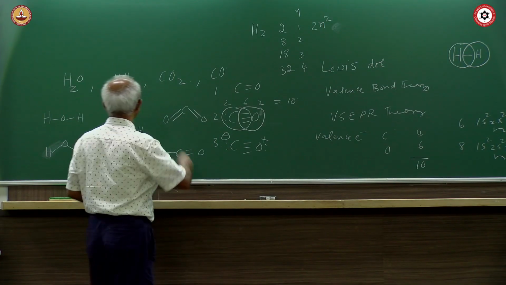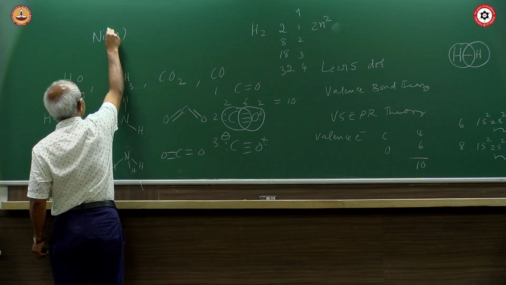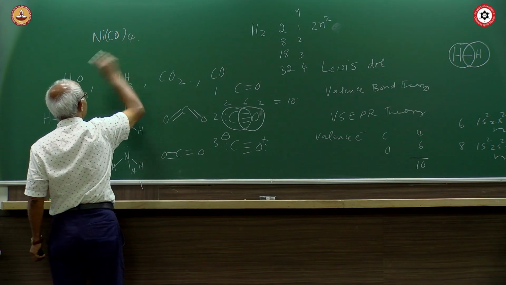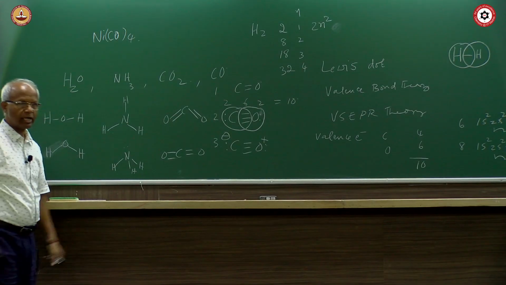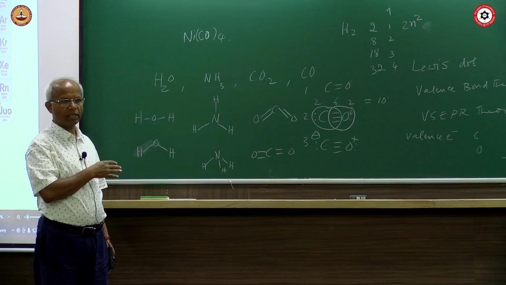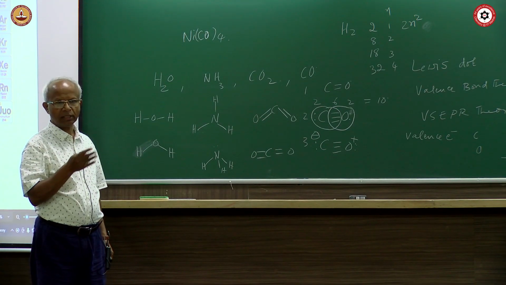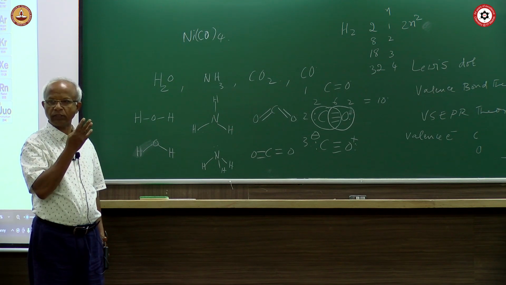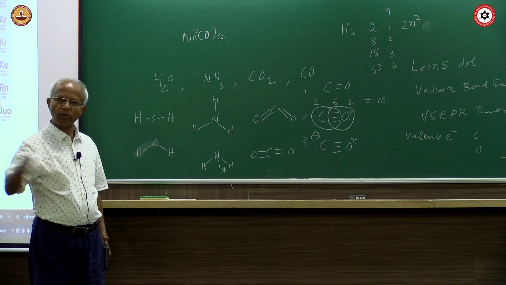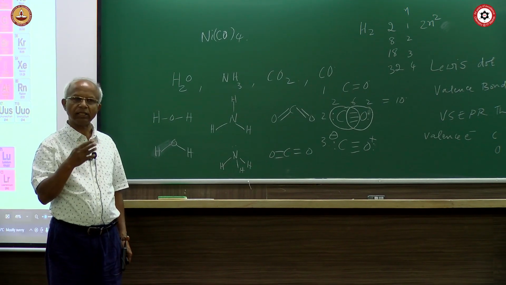The example is nickel tetracarbonyl. Right, that has 18 valence electrons. Valence electrons come from nickel, and then each carbon monoxide gives a pair of electrons. So put together, 18 valence electrons, and that is one of the stable molecules. And all other molecules containing 18 are very stable. Those which are not, they are not very stable.